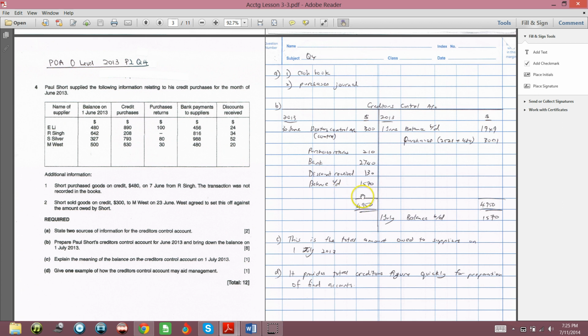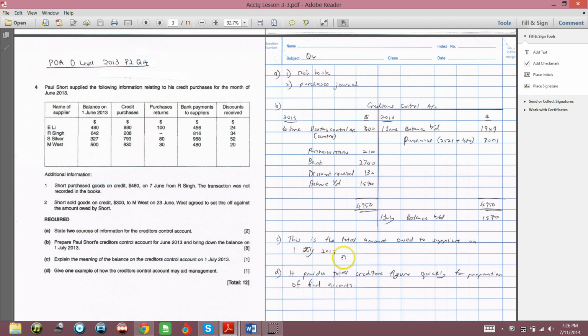So the balance carried down will be carried down to the next month. Okay, so this is the ending balance for this month. That means at the end of this month I owe them so much. So that means at the beginning of next month, 1st July, I owe them so much. Explain the meaning of the balance on the creditor account on 1 July 2013. So exactly this is what I just told you. This is the total amount owed to suppliers on 1 July 2013.